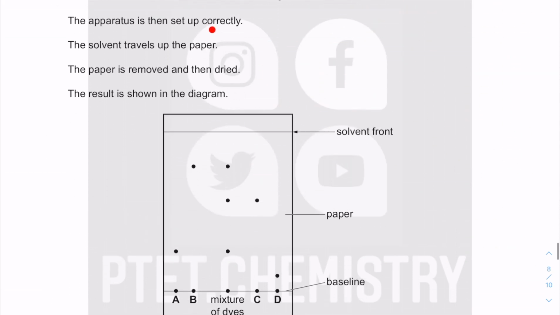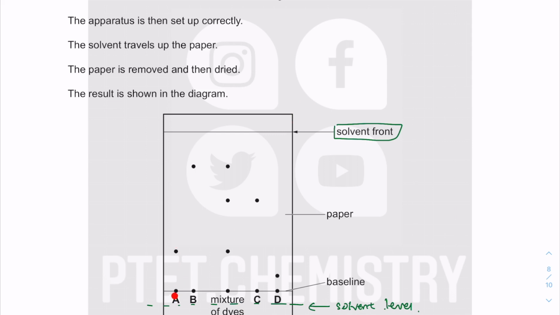Now you set it up correctly, and the solvent will travel up the paper. As you can see, your solvent should really be below the baseline, and you have this solvent front where you take out the chromatogram before the solvent is allowed to reach the very top. The solvent travels up the paper and it will bring the dyes along with it.